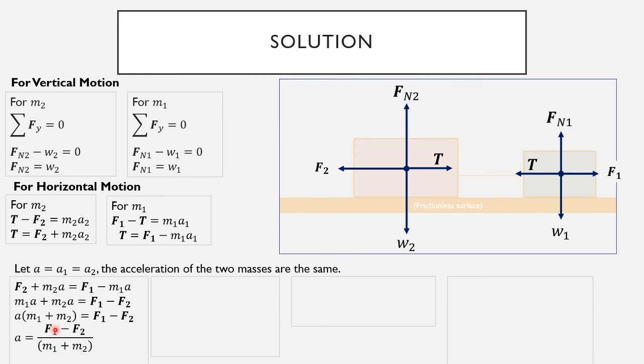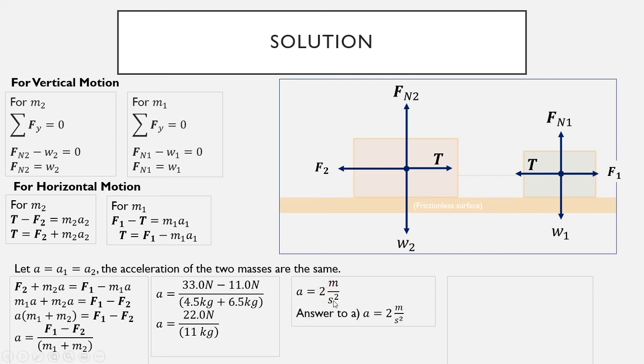Okay? So, itong force 1, force 2, mass 1 and mass 2, given yan. And there we are. So, 33 newtons, di ba? Yung force number 2, ito, 11 newtons. And those are their mass. So, we take the difference and we take the sum. And we get this. 22 newtons over 11 kilograms. And we get acceleration 2 meters per second squared. Okay? The answer to letter A is acceleration is equal to 2 meters per second squared. Ibig sabihin, this whole thing is accelerating to the right at 2 meters per second squared.